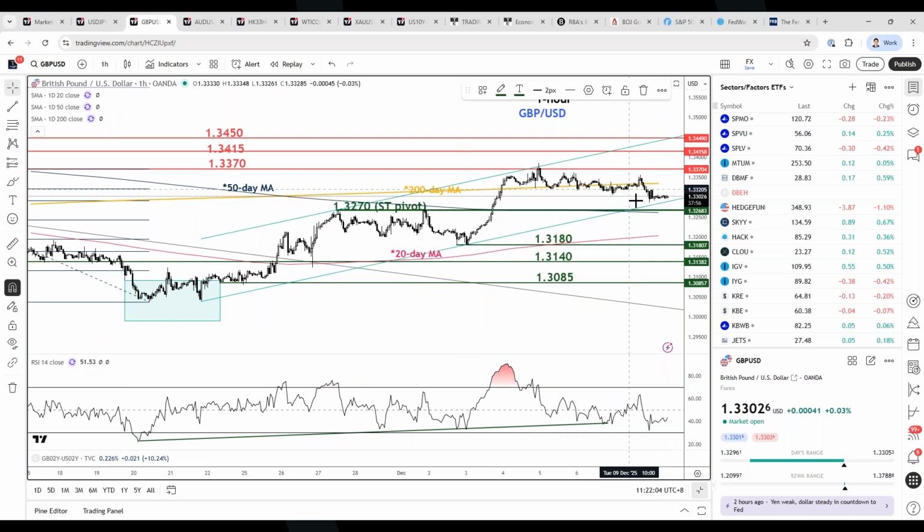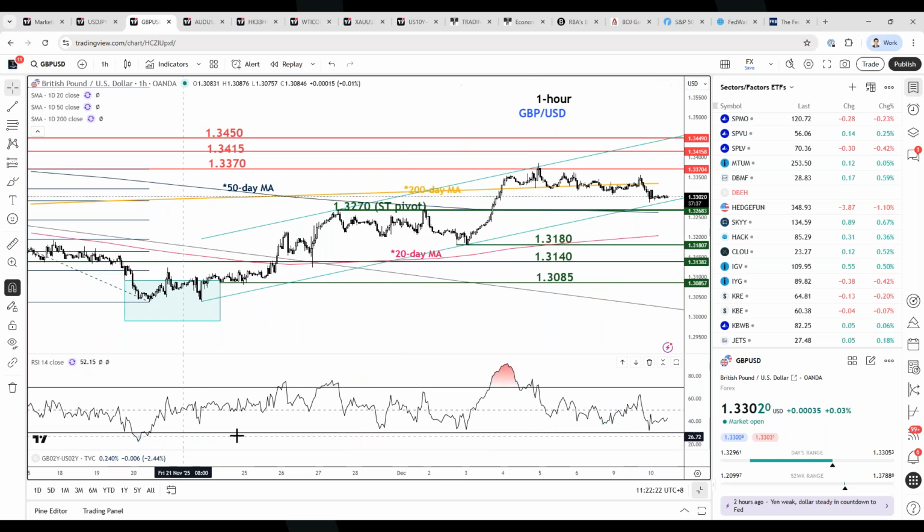So the sterling dollar also managed to hold above our 50-day moving average and also confluence with the pivotal support level at 132.70, as well as the lower limit of this ongoing minor ascending channel drawn from the low of 21st of November over here. All in all, what we could see is that the RSI also managed to bounce off from the oversold level yesterday, slightly above the oversold level.